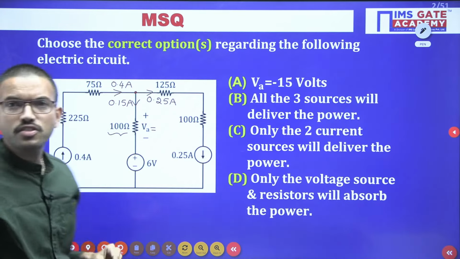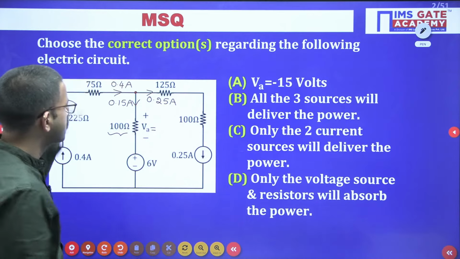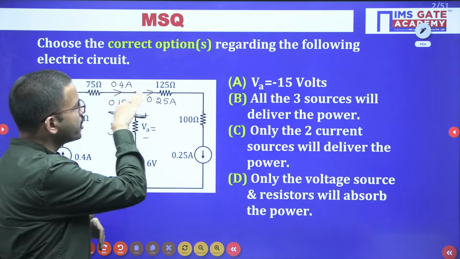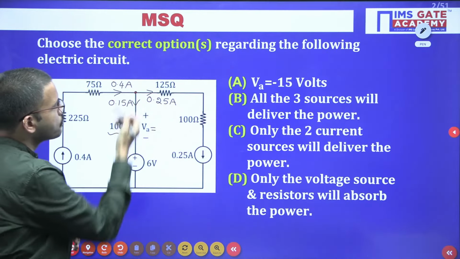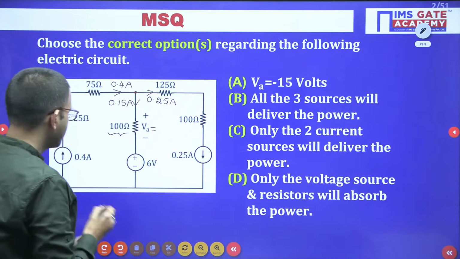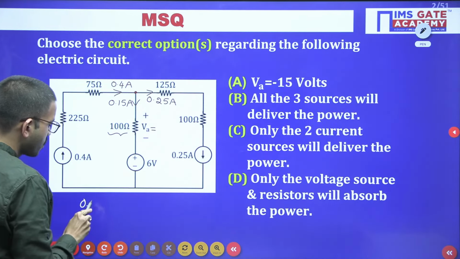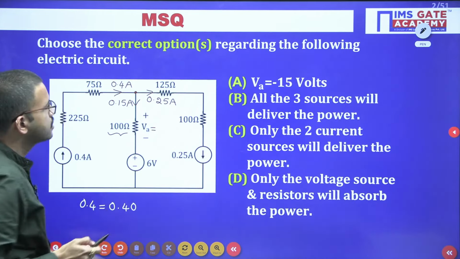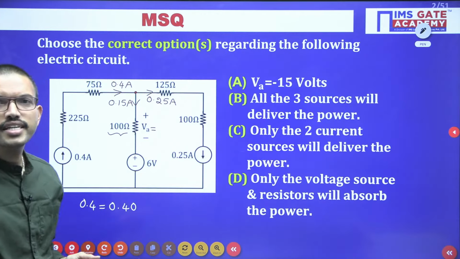Yeah, Ritin, it won't be negative. See, you can observe here, 0.4 ampere is entering this node, out of which 0.25 is leaving. You can write 0.4 as 0.40. Then 0.25 plus 0.15 you will get 0.40. Clear, Ritin?